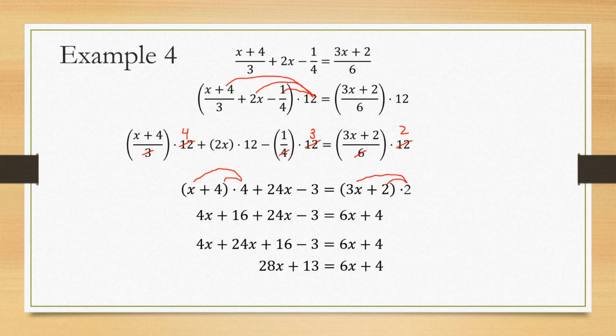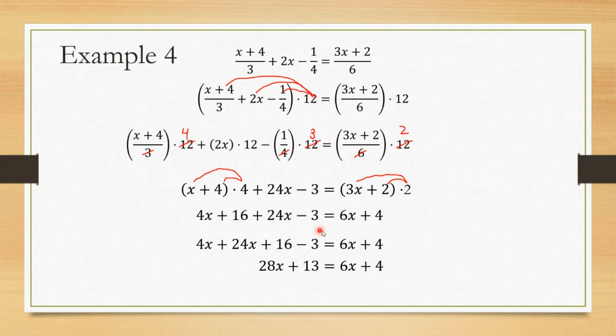So again, down here, we're distributing. And from here, what's going to happen? Well, we're going to get the laser pointer. We get 4 times x plus 4 times 4, which is 16, plus 24 times x minus 3. 2 times 3x is 6x. 2 times 2 is 4. So we have this equation now.